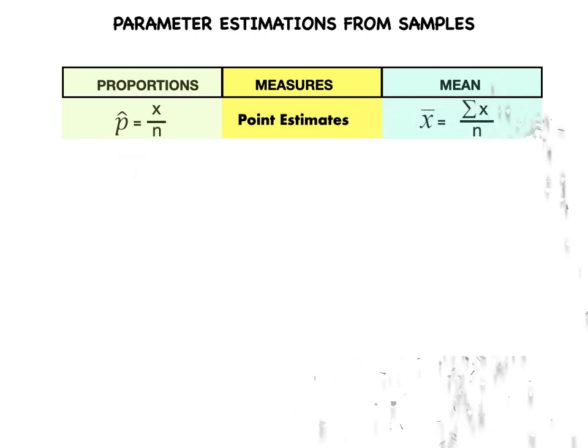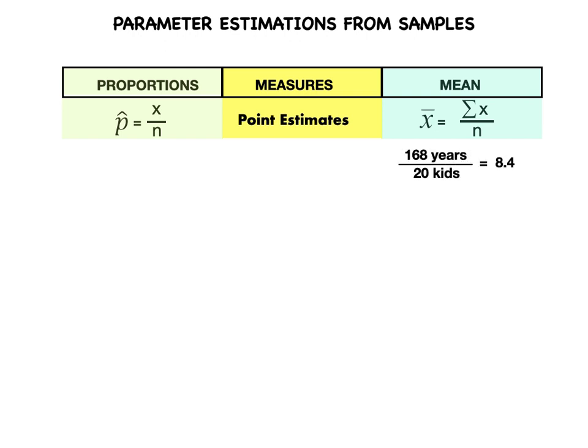Means are written as x bar and are determined by summing all the values for the variable of interest, x, and then dividing by the number of all observations. If the x's were the ages of 20 second grade children, then the sum of all their ages would be divided by 20.